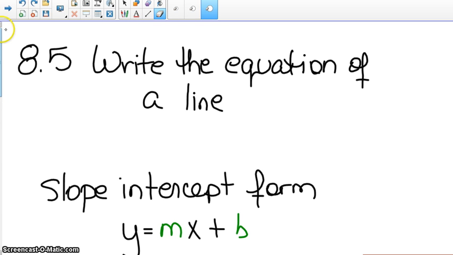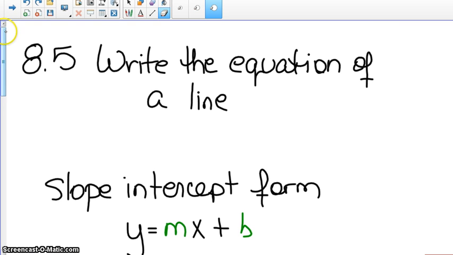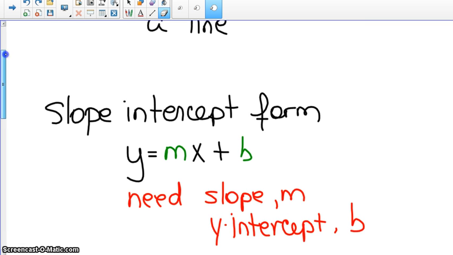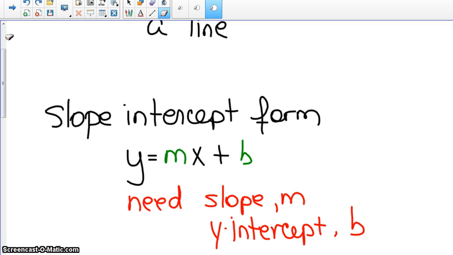So knowing that, let's go in here. To draw a line, we need to have the slope and we need to have the y-intercept. If we have those two things, we can just write it and fill in the values here.